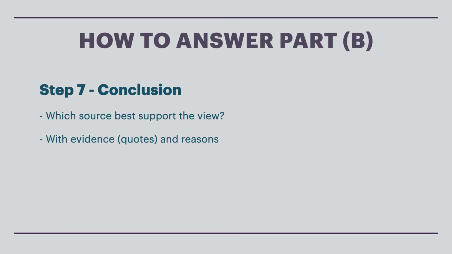Lastly, in the conclusion part, mention which sources support and which sources challenge the view, like what you did in the introduction. However, in the judgment part, you can now also mention out of the four sources, which source best supports the view asked in the question part B. Give the reasons why that is the source that best supports, and don't forget to quote if necessary.